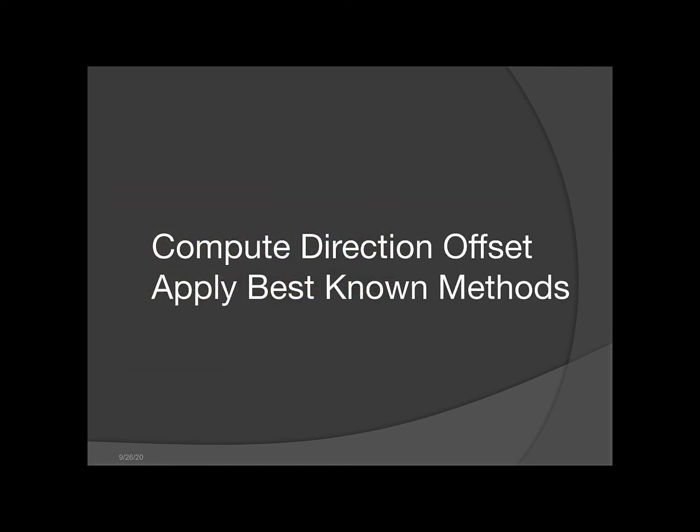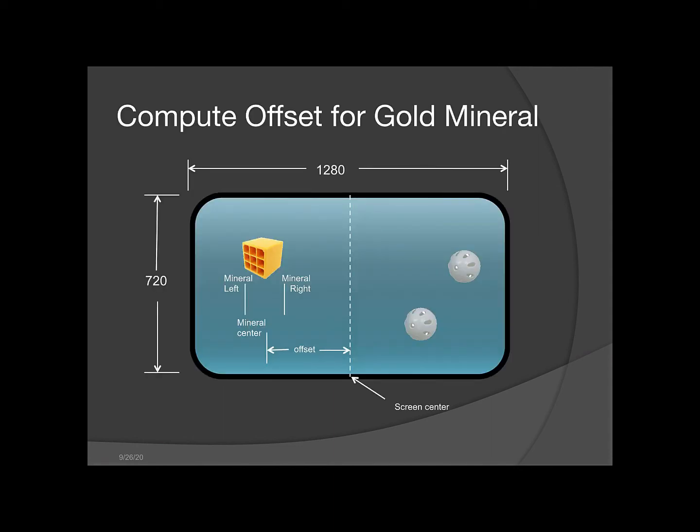Let's do something a little bit more interesting than just listing out the names of the minerals that we detect. Let's determine if the single gold mineral is on the left side of the screen or on the right side. And we can use that to point the robot towards the gold. So the kinds of questions we're going to ask is, when we find the gold mineral, we want to know what its left position is on the screen and what its right position on the screen is.